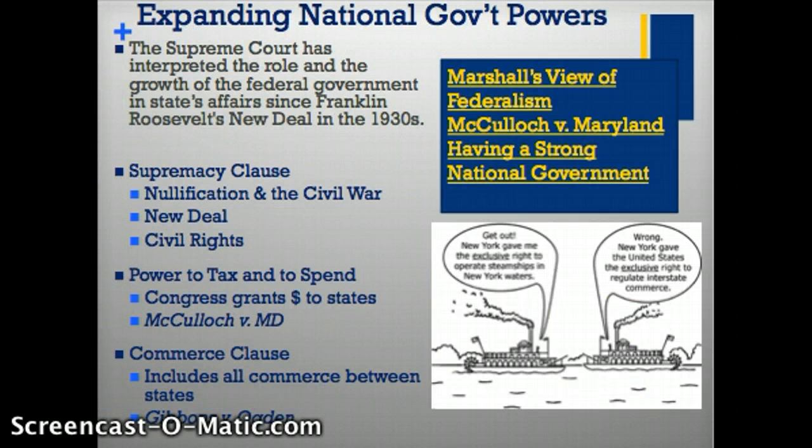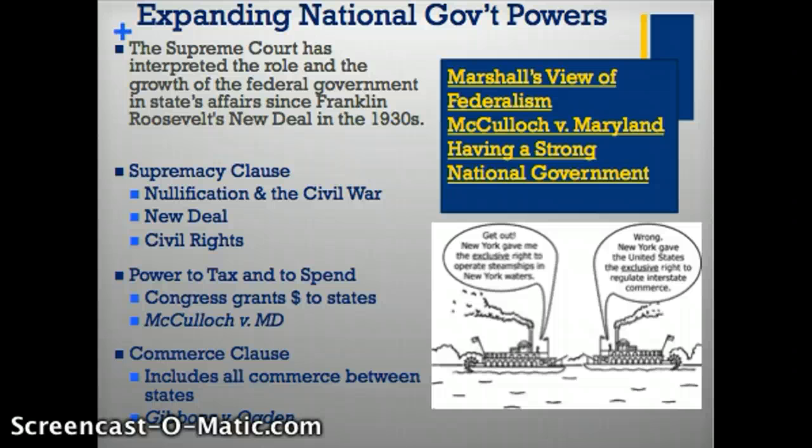Okay. Expanding national government's power. I just told you the types, but the Supreme Court has made some important decisions and interpreted the role of the federal government in a way that has allowed the federal government to acquire more and more power.